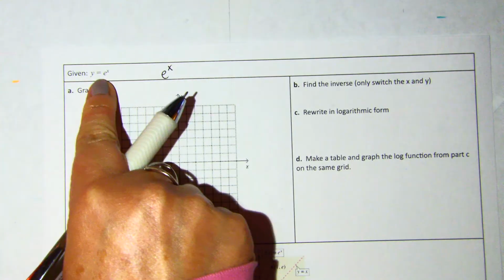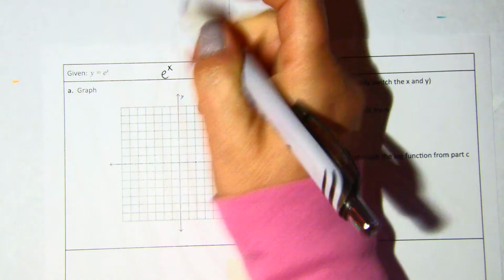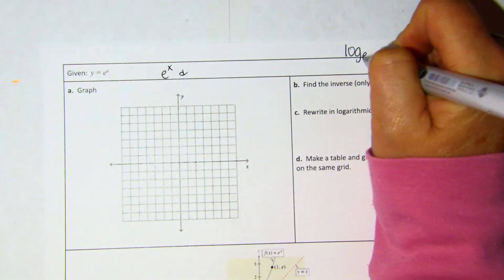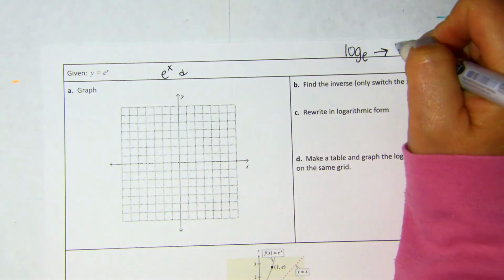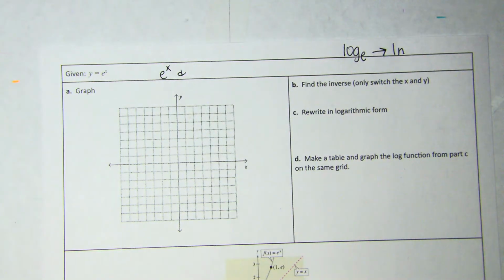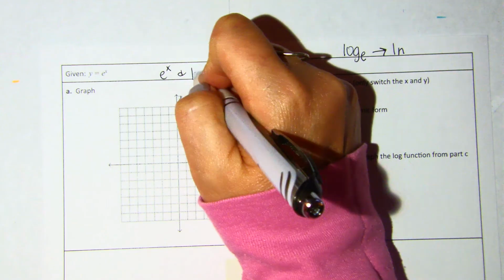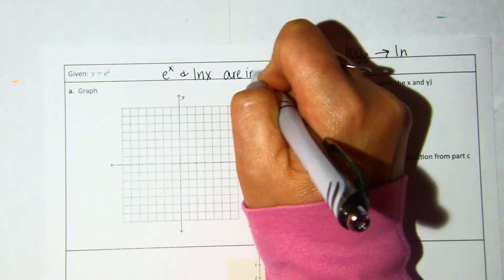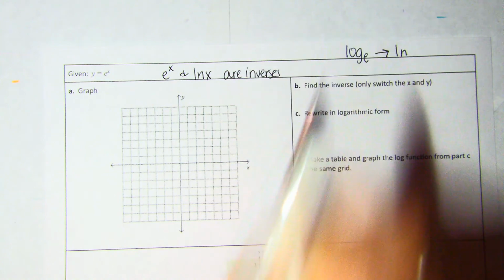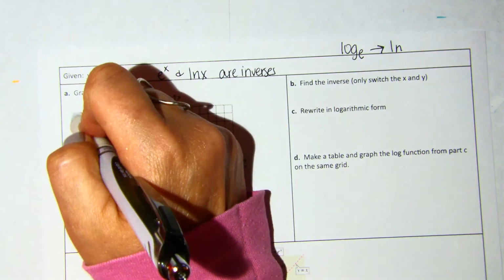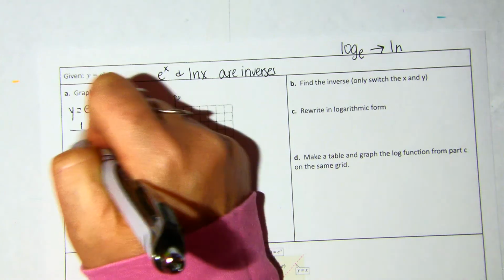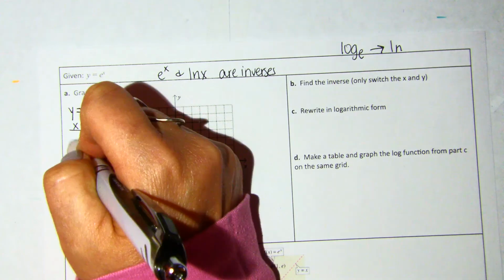The parent function is going to be y equals e to the x. And if you have a log with a base e, we call it a natural log. So ln x and e to the x are inverses. This is exactly the same as what we just did, but instead of a number for the base, like a 2 or a 3 or whatever, it's going to be e. So hopefully you guys remember that.